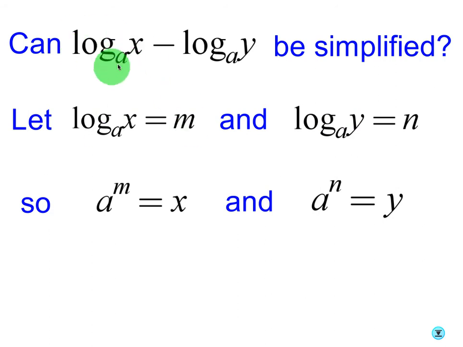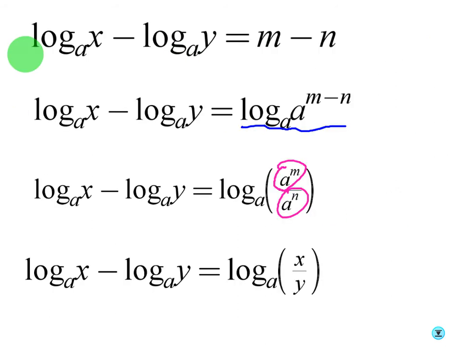So you can set this first log equal to m, or whatever letter you want to use. And when you convert that to an exponential, it becomes a to the m equals x. So the first part of the proof is the same as yesterday. You can set log base a of y equal to n. That converts to a to the n equals y. So the way this proof works is pretty similar.